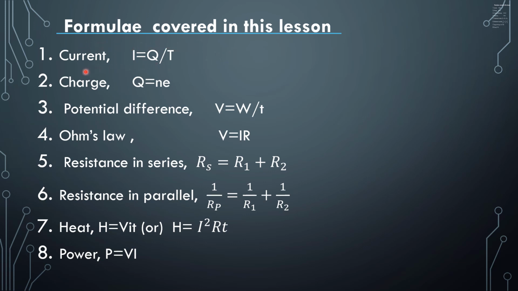First one, current I is equal to Q by T, charge Q is equal to NE, potential difference V is equal to W by Q, and Ohm's law, that is V is equal to IR. Next, resistance in series Rs is equal to R1 plus R2, and resistance in parallel 1 by Rp is equal to 1 by R1 plus 1 by R2. Heat, that is H is equal to VIT, or H is equal to I square RT, and the last one, power, P is equal to VI.